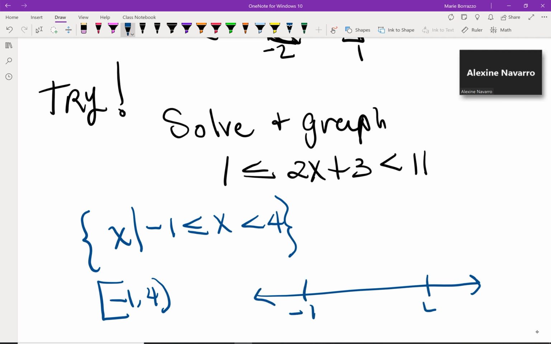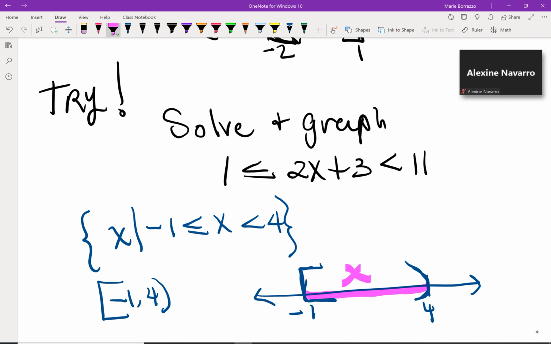So here's -1, 4. This is not inclusive. This is inclusive. And we're shading everything in between. So all the x values are sitting in there, in that region.